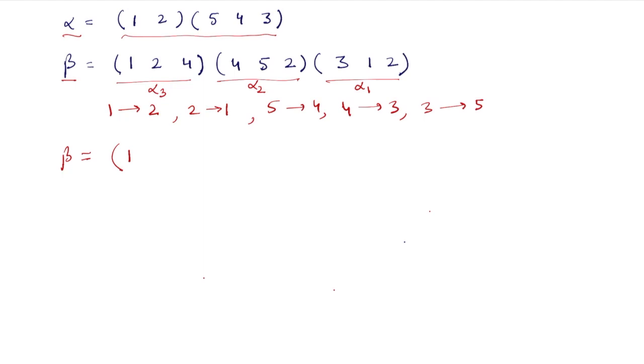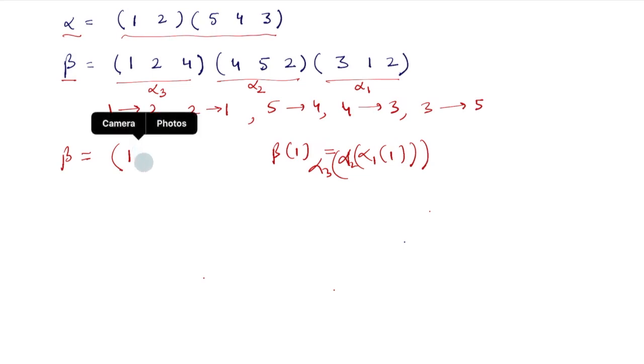So if we want to know the image of 1 under beta, so beta of 1 will be alpha 1 of 1, and then we will apply alpha 2 on this, and then apply alpha 3 on this. So we have to apply 3 permutations on 1, and then we will know what is the image of 1 under beta.